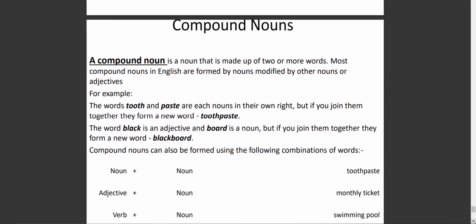Okay, now let's come to the last subject, which is compound nouns. A compound noun is a noun that is made up of 2 or more words. Most compound nouns in English are formed by nouns modified by other nouns or adjectives. For example, the words tooth and paste are each nouns that are equally small in their own right. But if you join them together, they form a new word, toothpaste. The word black is an adjective and board is a noun, but if you join them together, they form a new word, blackboard.